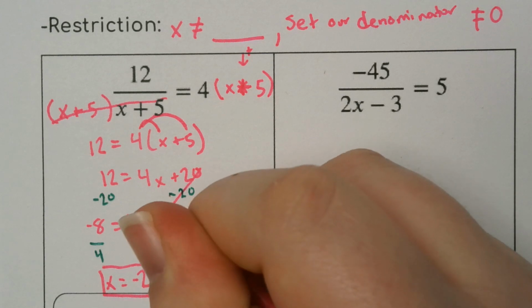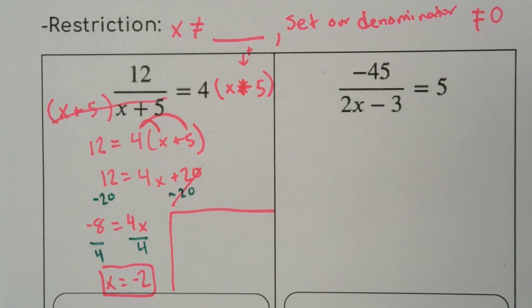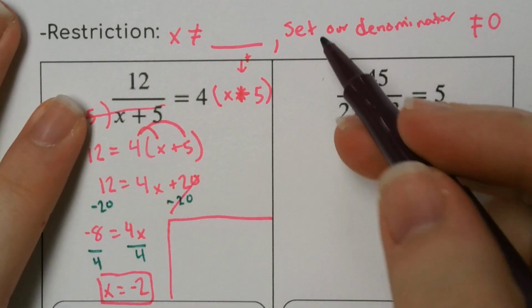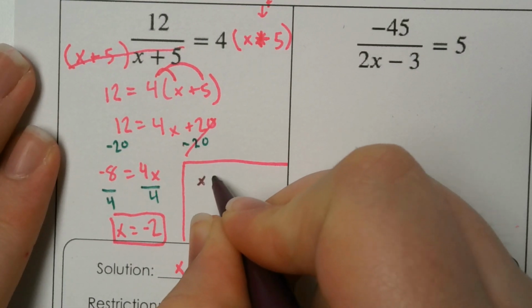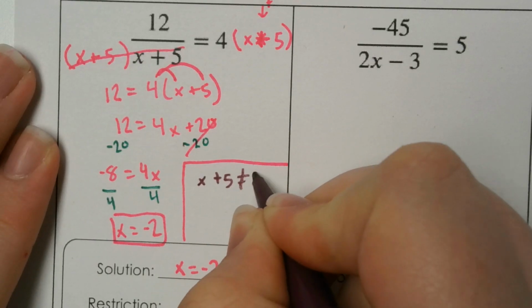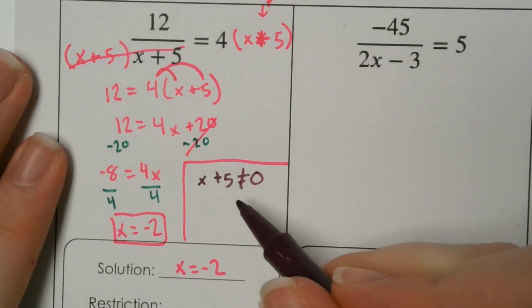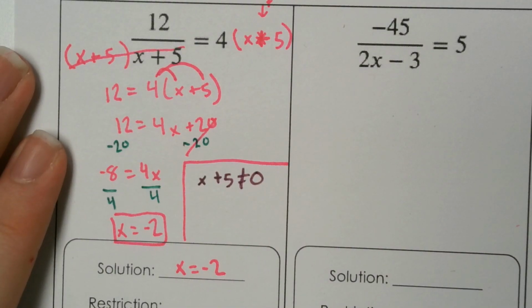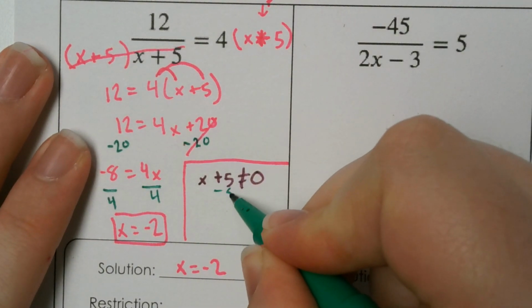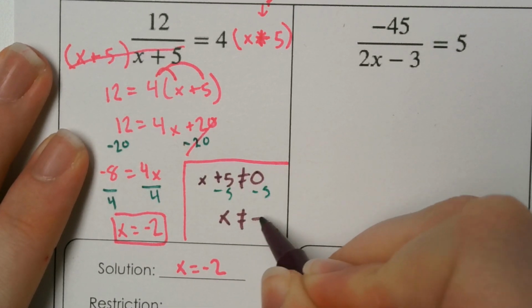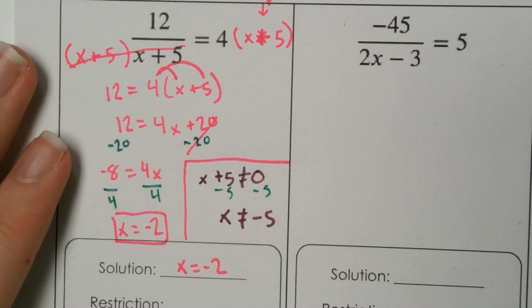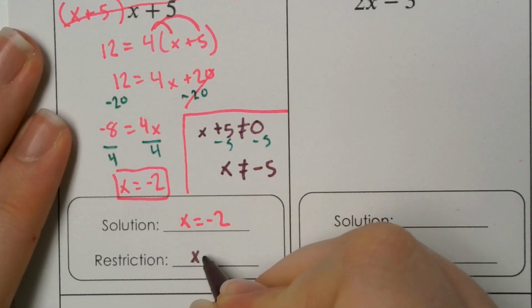Now we have to do our restriction. So our restriction is when we set our denominator not equal to 0. So x plus 5 cannot equal 0. And we solve that like normal. So we have to get rid of that plus 5, so we would subtract 5 from both sides. And we get x cannot equal negative 5, because 0 minus 5 is negative 5. And that is our restriction.